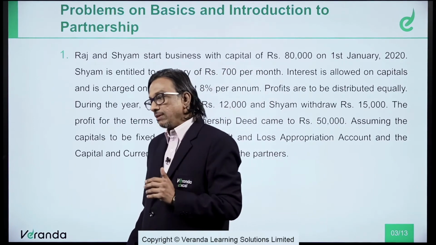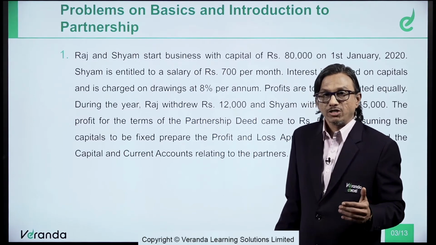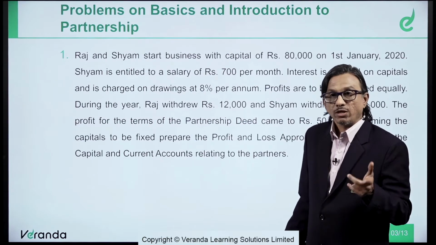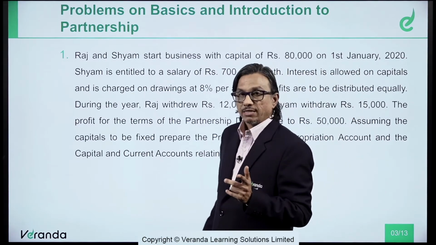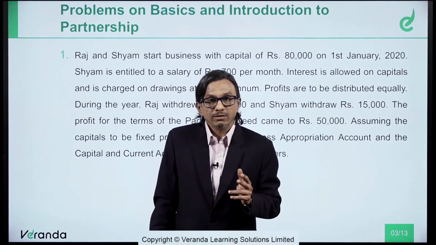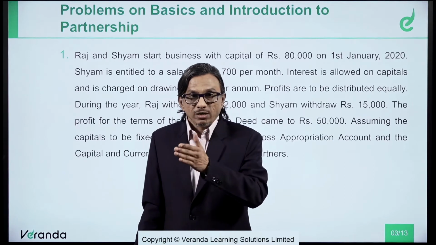Number 2. How to prepare the capital and current account of the partners. As you know, in partnership, the capital account of partners can be prepared under 2 different methods. One is called fixed capital method, other one is fluctuating capital method. Under fixed capital method, we have to prepare 2 accounts for each partner. One capital account, the other one current account.